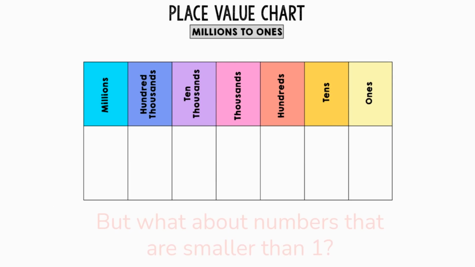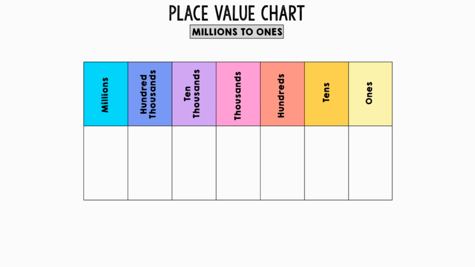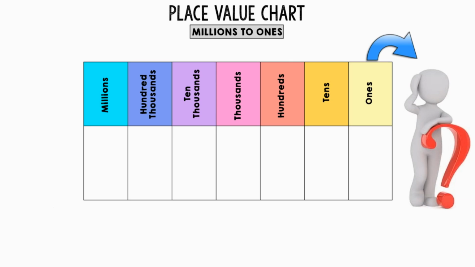We've talked about all this before, but really what we need to talk about now is, okay, we've talked about all these whole numbers, but what about numbers that are smaller than 1? We haven't really talked about those yet. Is there anything after the ones place? What do we call the places that are smaller than 1?